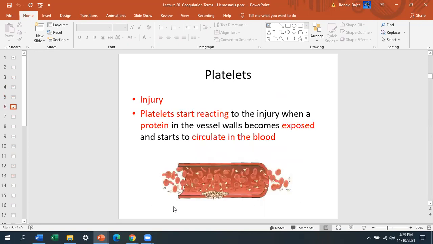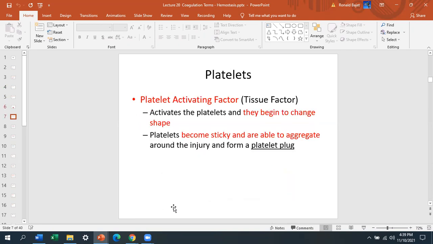So you have an injury. What happens? You cut yourself. The platelets will start reacting to the injury. Say you cut your finger or you cut your arm. A protein in the vessel wall becomes exposed and starts to circulate in the blood. That's telling your platelets that they need to be activated. That's called platelet activating factor, because the platelets will start to change. And one of those changes is that they'll become sticky.